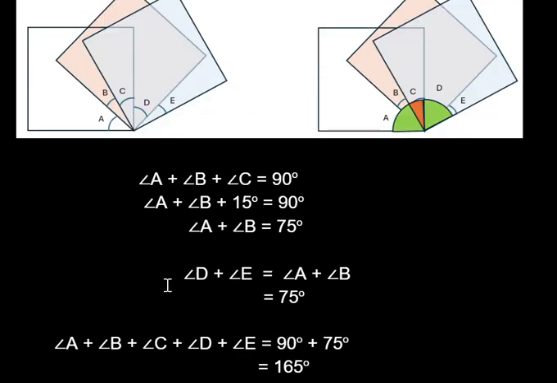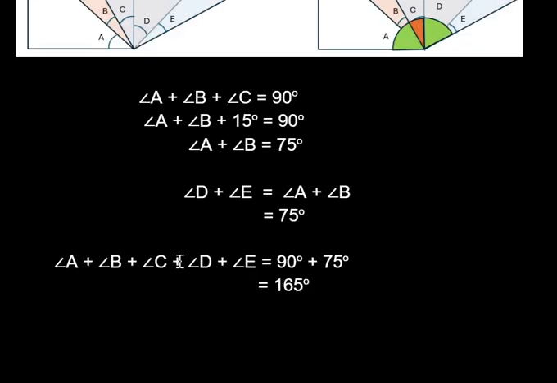So if these two are 75, which means that angle A plus B plus C plus D plus E must be equal to 90 plus 75. Why 90 is because angle ABC is 90 here, plus 75, which is D and E, and the answer is 165. So the total of these 5 angles is 165 degrees. Hope that helps.